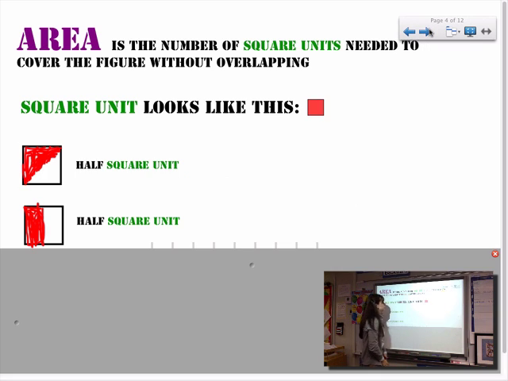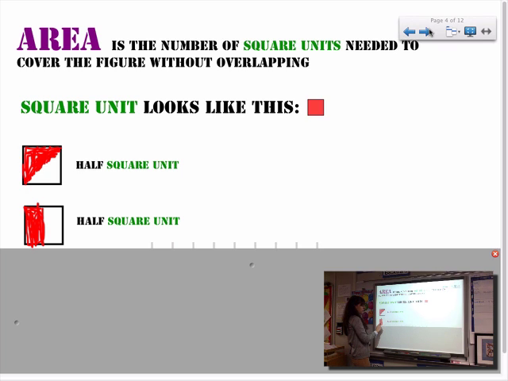Let's do another example together. This one takes our understanding one more leap ahead because we know that area is the number of square units needed to cover a figure without overlapping. We've done a couple examples where we counted square units that looked like this, but for this example, we are asked to think about counting squares when perhaps we have to deal with half a square unit. A half a square unit could look like this.